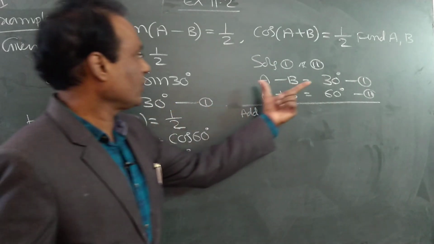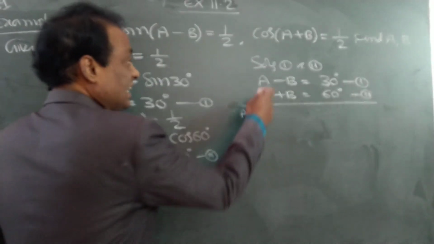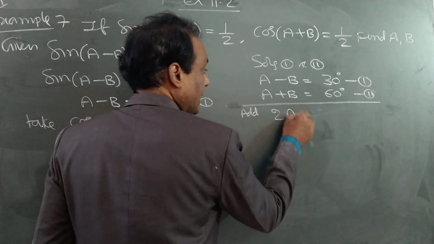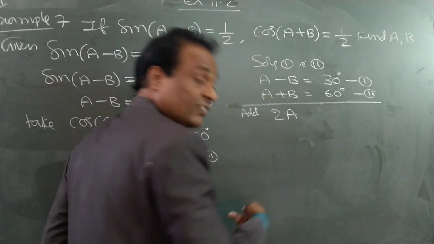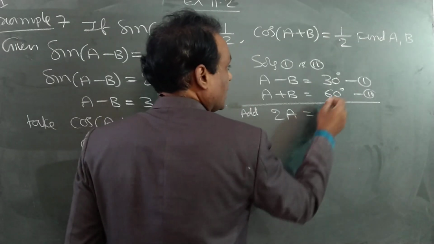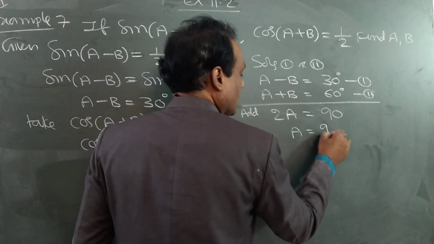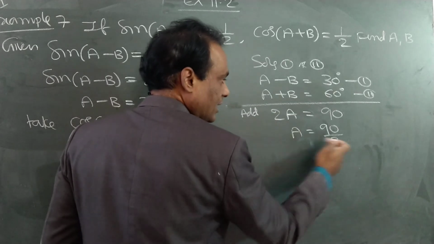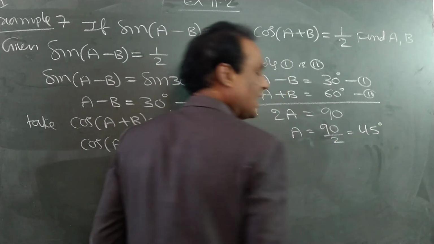I wrote the first equation, I wrote the second equation, and I am adding these two. A plus A, 2A. Minus B plus B cancel. 30 plus 60, 90. A is equal to 90 by 2, which is 45 degrees. A is 45.